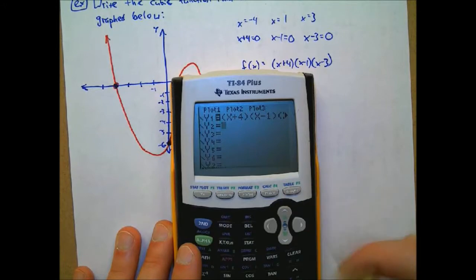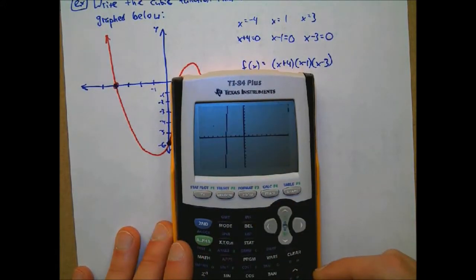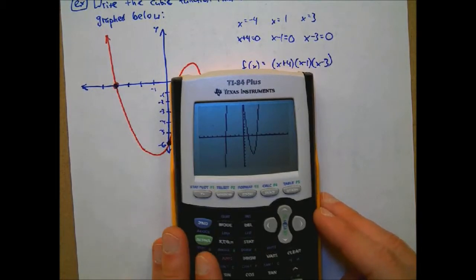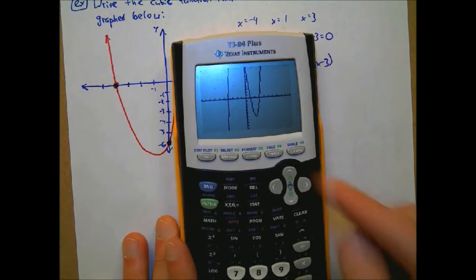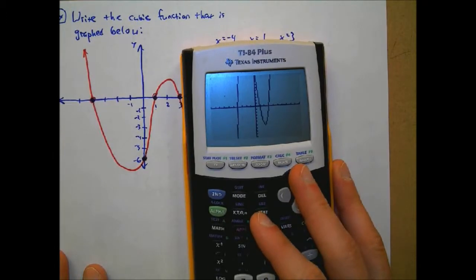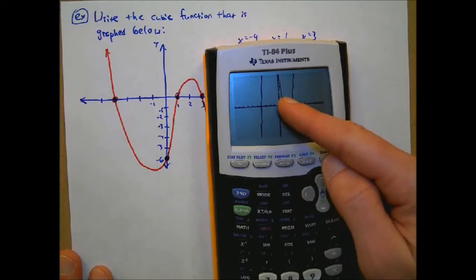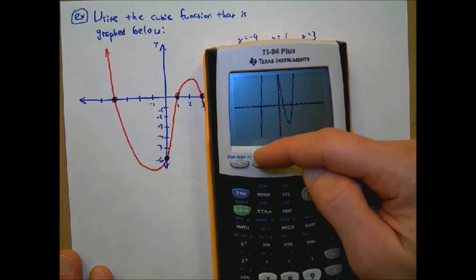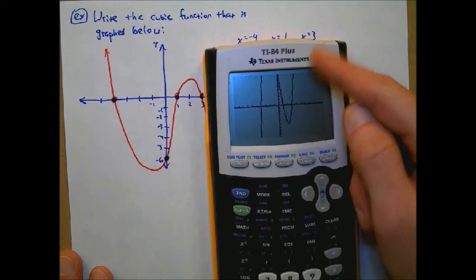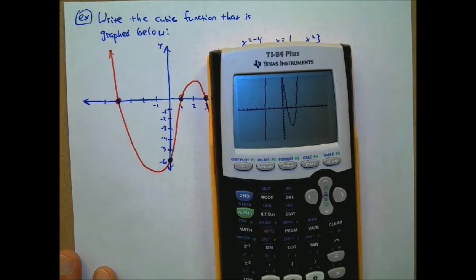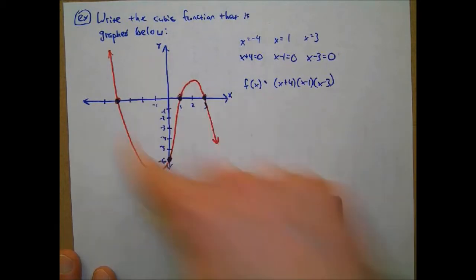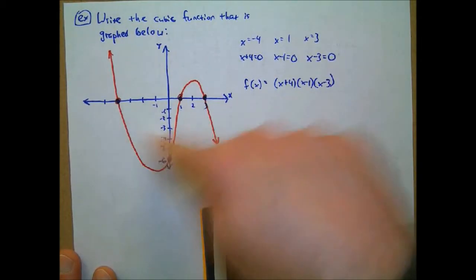Back to my normal viewing window. Does that look like the graph that I have right here? Not really. My end behavior should be going down as I go to the left and up as I go to the right. As x goes to negative infinity, I should go down. As x goes to positive infinity, I should be going up. But it's the exact opposite here. So if we graph this, is it this? No, it's not.